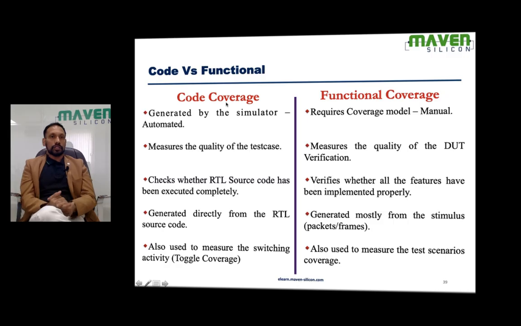And code coverage checks whether RTL source code has been executed completely. Functionally, how it works, the code coverage verifies whether every statement has been executed, whether every branch has been executed, whether every state has been executed. And functional coverage verifies whether all the features have been implemented properly. So it's meant for verifying the design features.